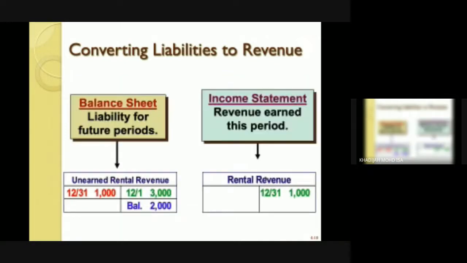Right, balance sheet item: the unearned rental revenue is a liability. Initially it was 3,000. End of the month you earn 1,000. So the balance of the unearned rental revenue is 2,000. For the same period, for the month of December, you're going to recognize your rental revenue of 1,000. It's a credit balance because rental revenue is a revenue account, increasing your owner's equity.